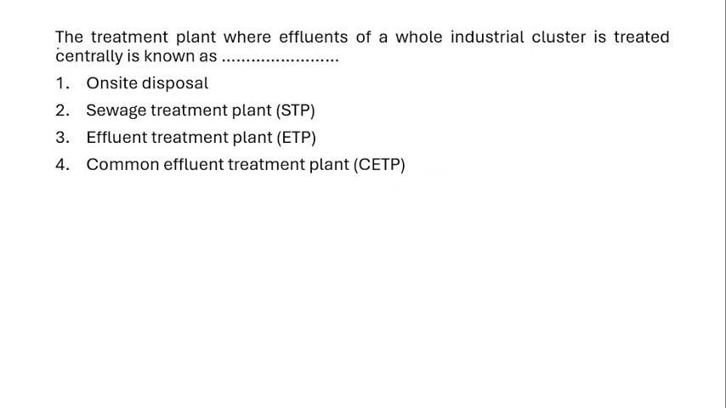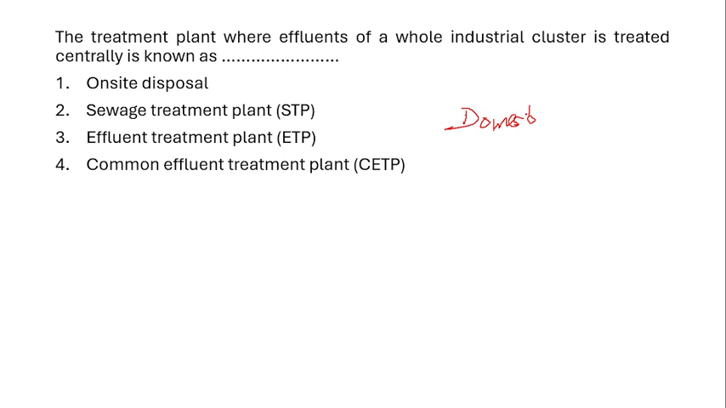The next question is, the treatment plant where effluents of a whole industrial cluster are treated centrally is known as what? We have seen in the previous class that there are different effluents. One is from households, which is called domestic effluent, right?